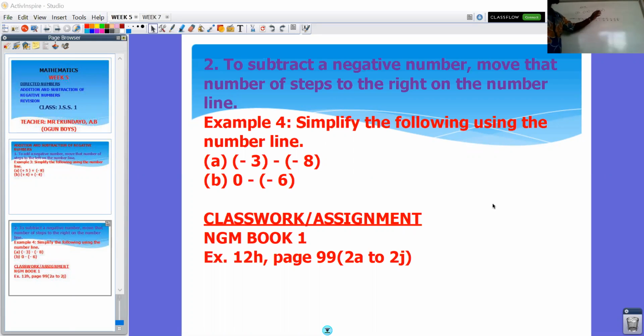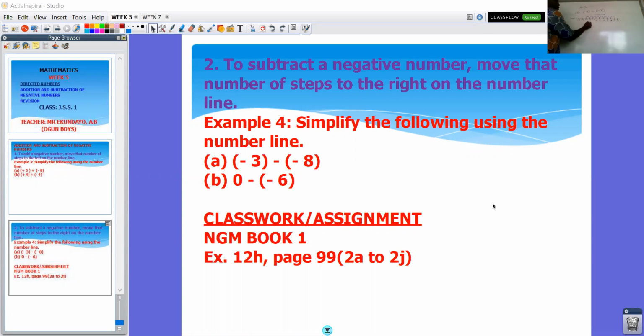And the rule says to subtract a negative number, we need to move to the right on the number line. How many times are we going to move? We are going to move the amount of the second number, that is 8 times to the right. So if I move 8 times from minus 3, I have 1, 2, 3, 4, 5, 6, 7, and 8. So I'm moving to the right. You can see my arrow.